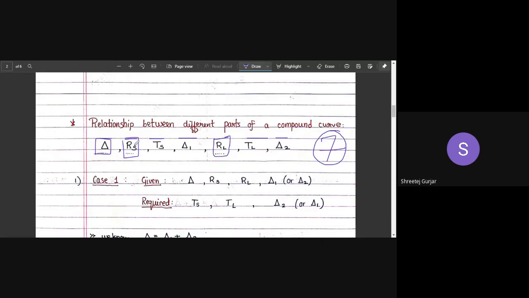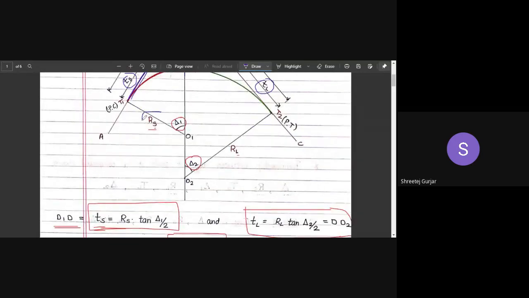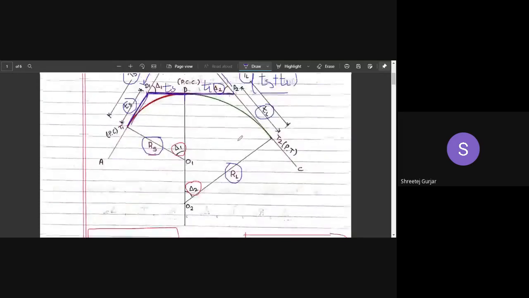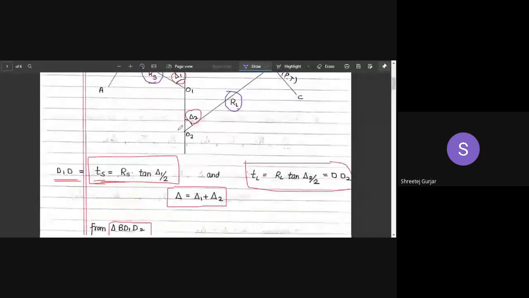Delta, RS and RL we can calculate from the plan which is given to us. From the plan we can determine the radius of the shorter curve and the radius of the longer curve. Using an angle measuring instrument, you can also determine delta. No problem. Delta can be determined without any data required. We can calculate these particular three things.